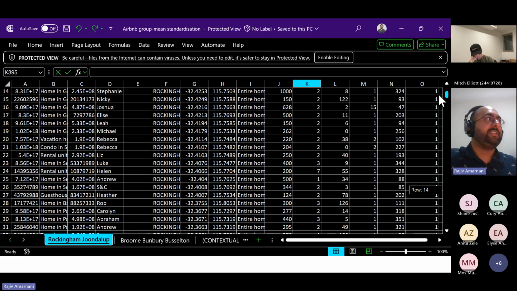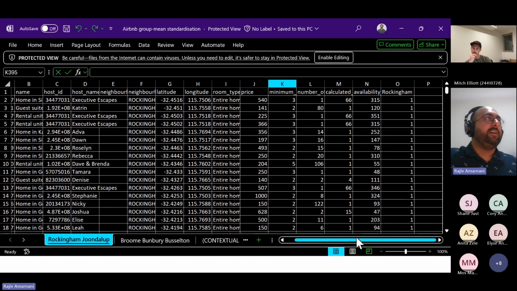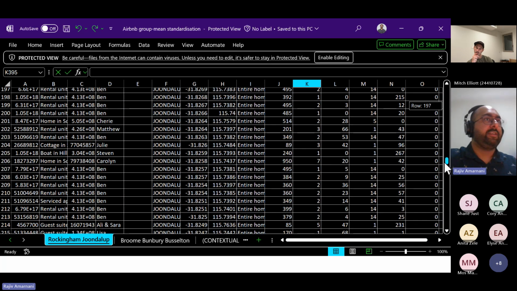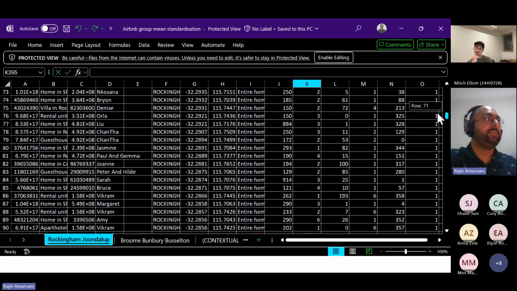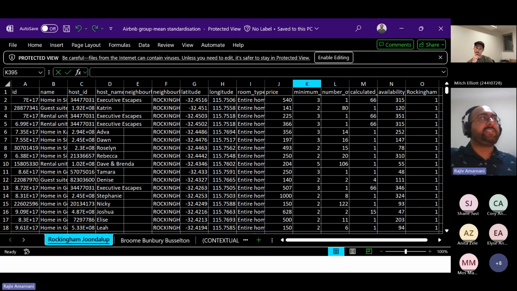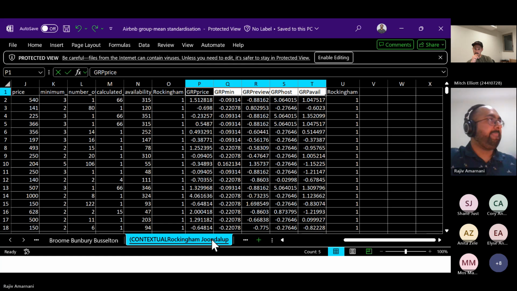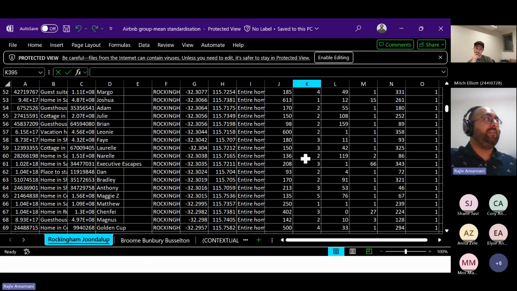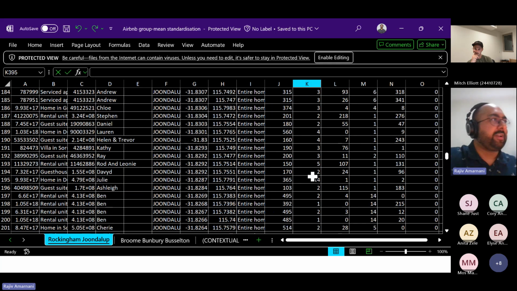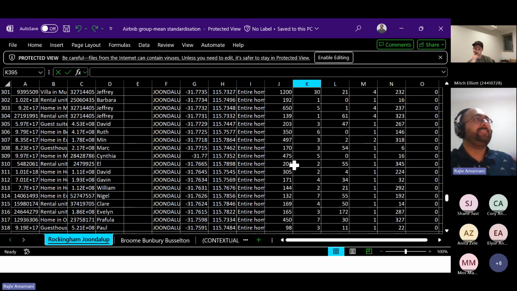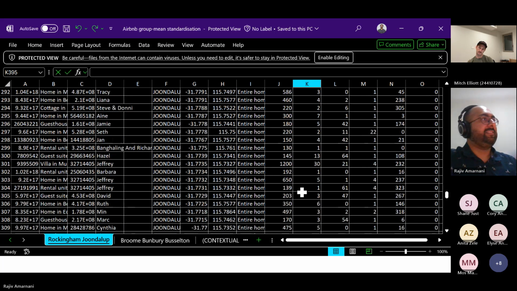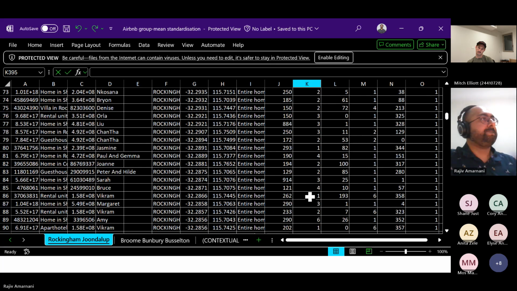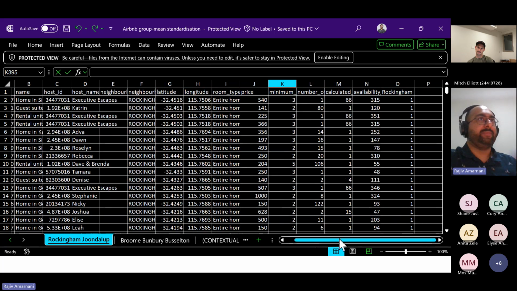Do I have a group mean standardization here? Okay. I have Rockingham and Joondalup. So let's say we wanted to run some analysis here to predict price for properties in Rockingham and Joondalup. Now, just offhand, which do you reckon are going to be cheaper, Rockingham or Joondalup? Rockingham. Rockingham, yeah. Let's find out.